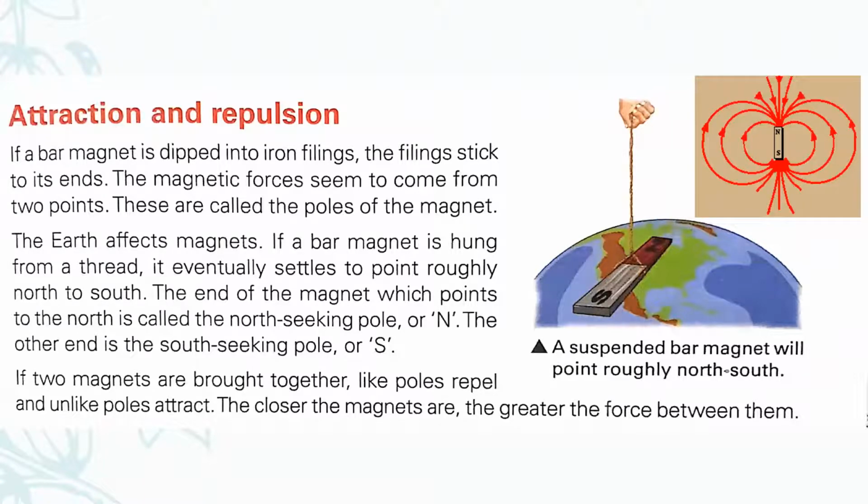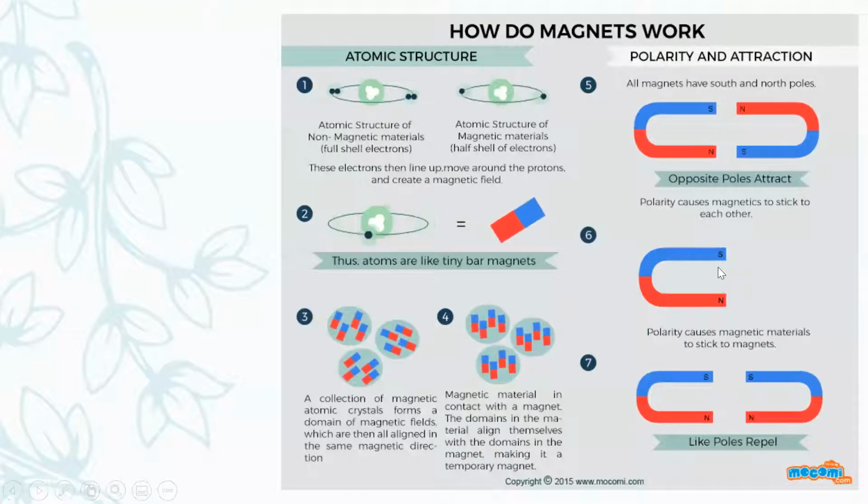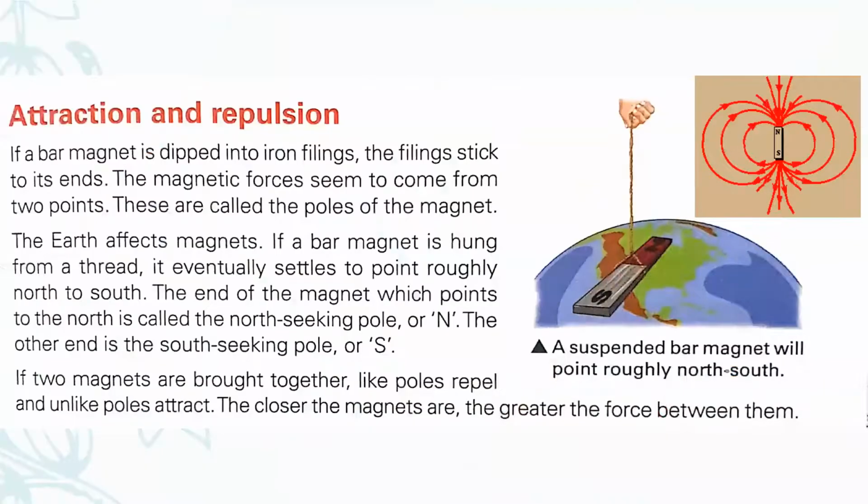If a bar magnet is dipped into iron filings, the filings stick to its ends. You can see here that these are the iron filings, okay, and they stick to this bar magnet. So the magnetic force seems to come from two points. These are called poles of the magnet. Each side of the magnet is a so-called pole. Okay, each side of the magnet is a so-called pole of the magnet. The earth affects magnets.